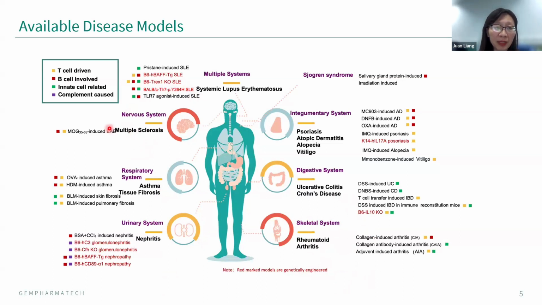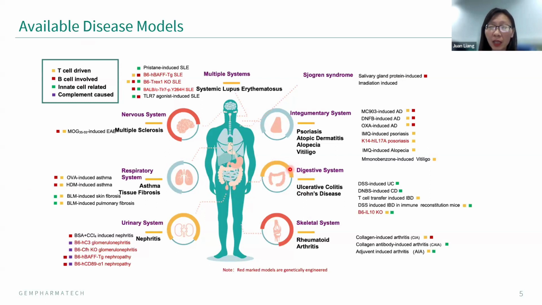Each immune disease model may be triggered and driven by different mechanisms, as indicated by the different colors of the dots. Some models may be driven by T cell activation. Some models may have B cell activation, and innate cells and complement factors also contribute to the disease model development.